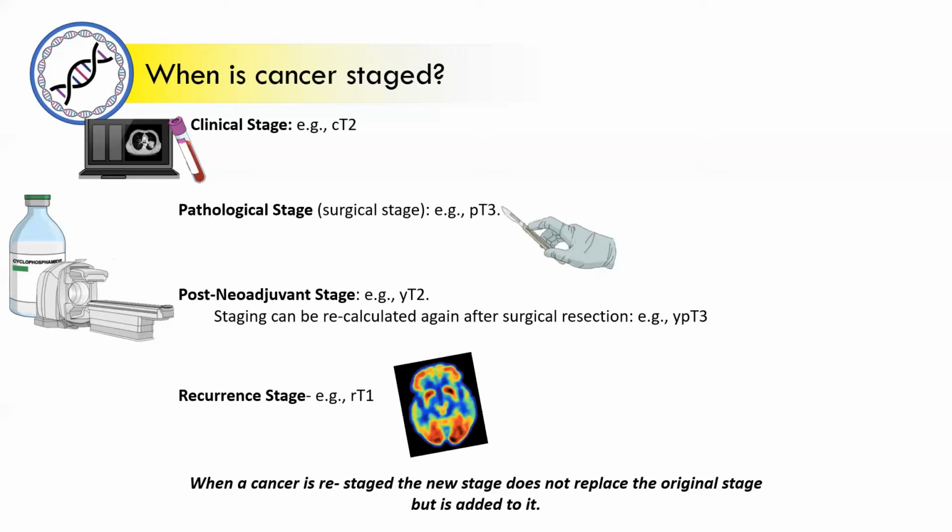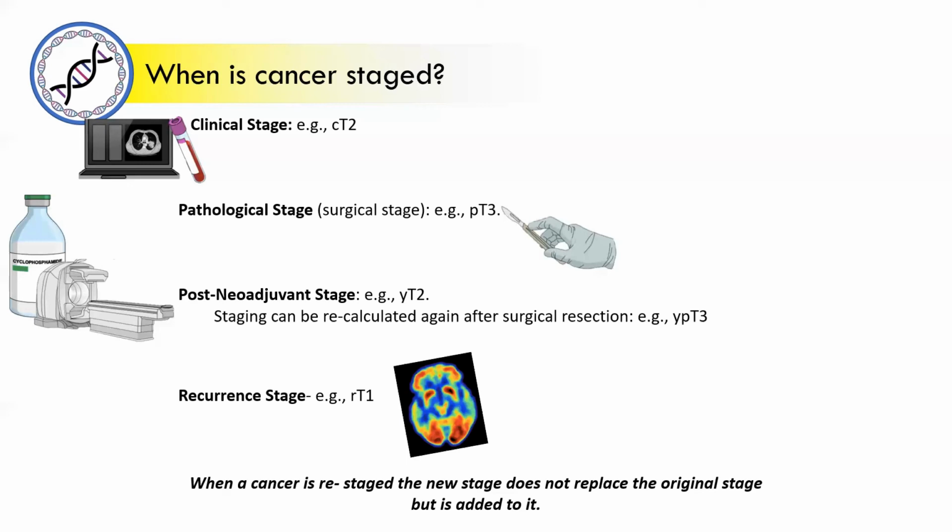Post-neoadjuvant stage. This is the stage after neoadjuvant chemotherapy or radiotherapy has been completed and is represented by a y in front of the TNM staging. For example, yT2. Staging can be done again once the tumor has been surgically removed and is indicated with a yp in front of the TNM stage. For example, ypT3.